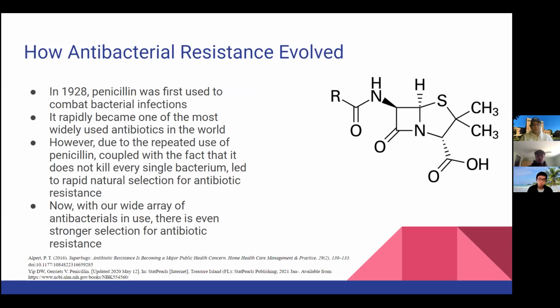Bacterial resistance to antibiotics emerged around the time when we started using antibiotics as a main method for combating disease, which occurred in 1928 with the discovery and implementation of penicillin. Penicillin rapidly became one of the most widely used antibiotics in the world, even to this day.